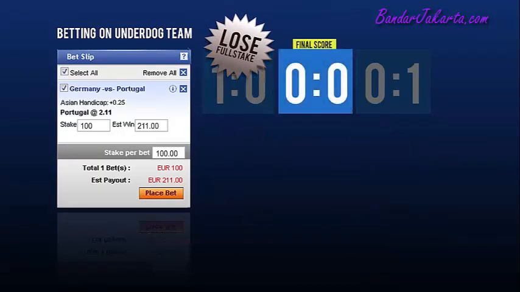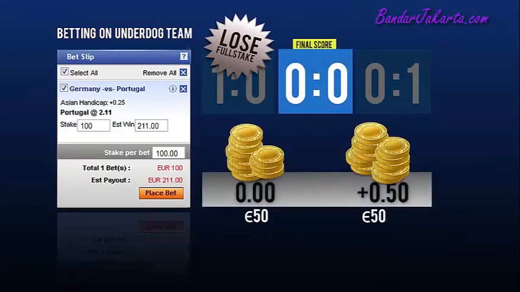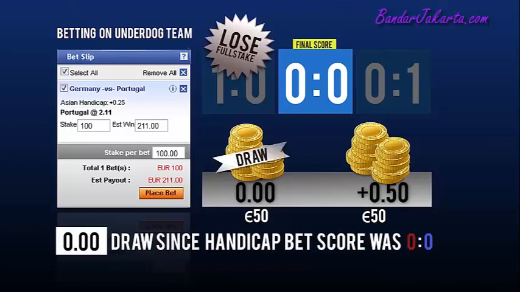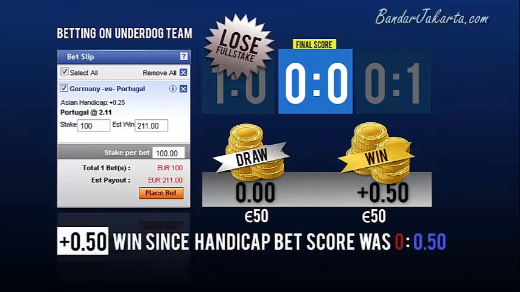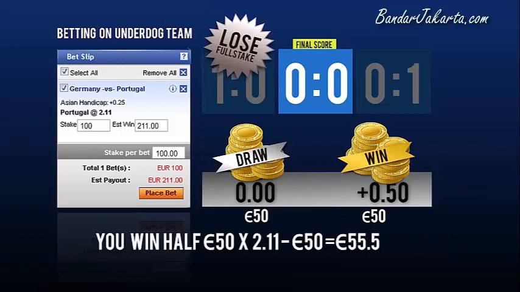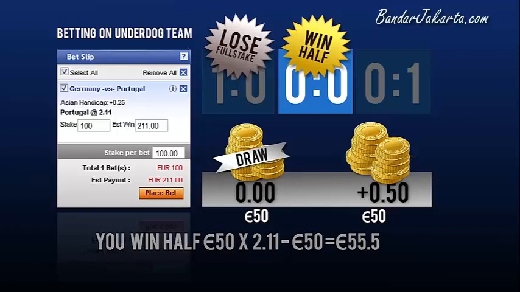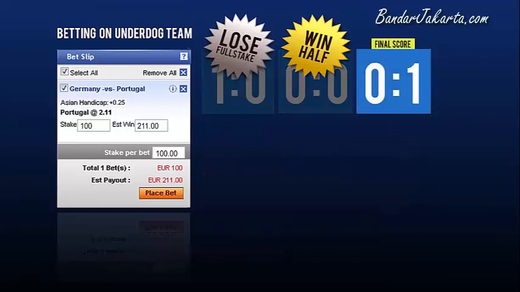If the final score ends with 0-0, inclusive of the handicap given, you will draw the first bet with a handicap score of 0-0 and win the second bet with a handicap score of 0 against 0.5, which means you will win half the winnings, amounting to €55.5.